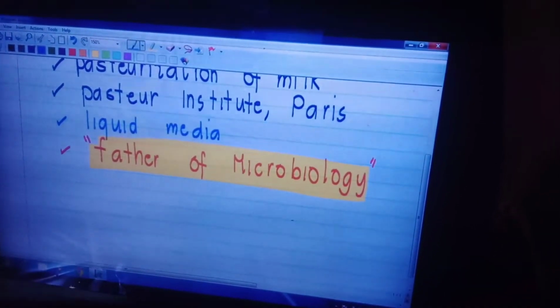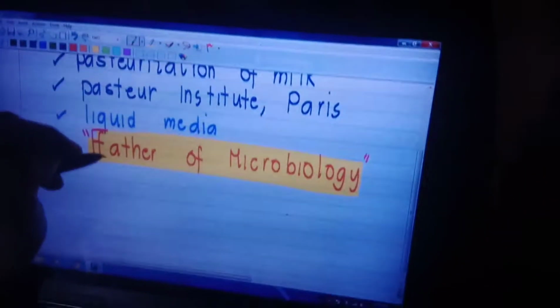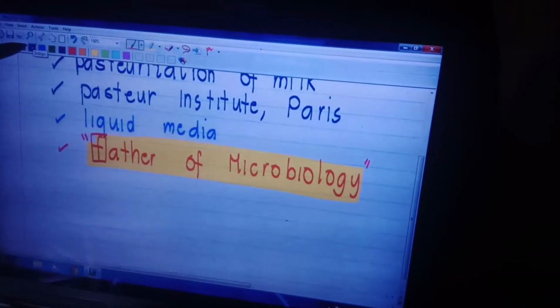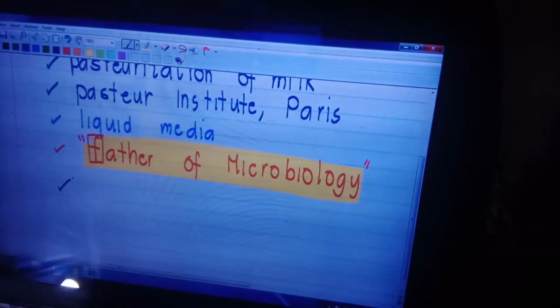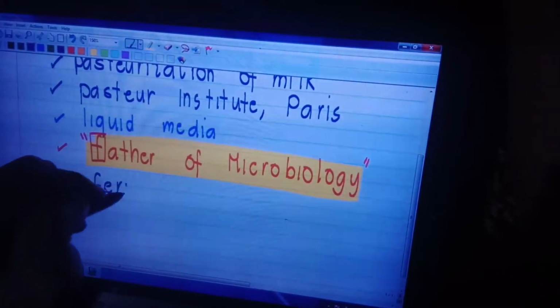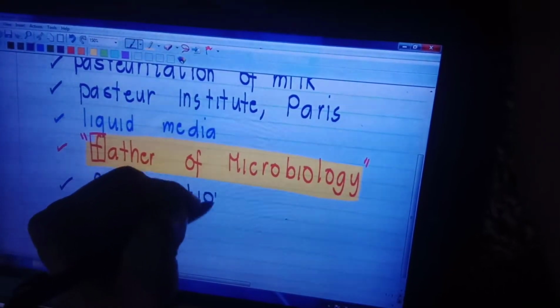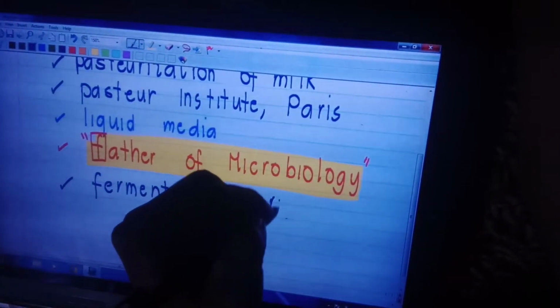Another contribution of Louis Pasteur. Sa father na yan, you have to take that letter F. That gives you now, letter F, fermentation principle.